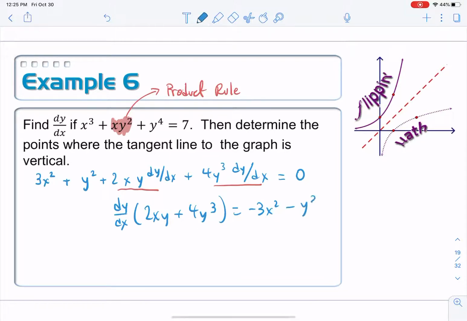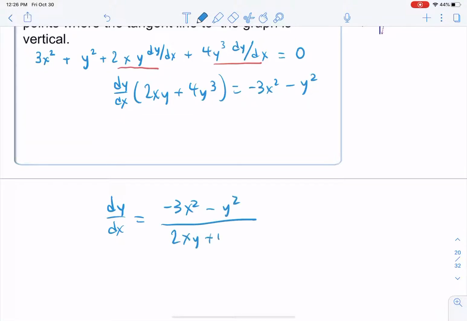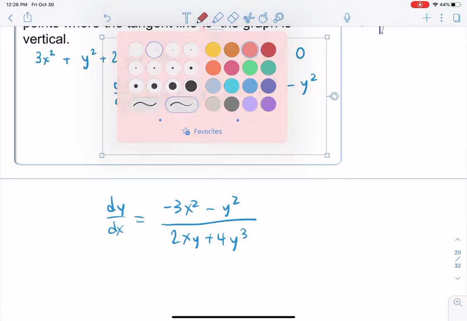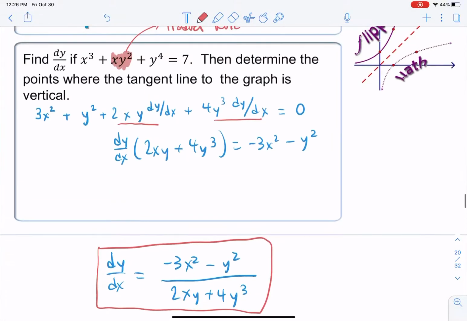minus y squared. Now the only thing left to do is to divide this over to the other side of the equation. dy dx is equal to negative 3x squared minus y squared all over 2xy plus 4y to the third. And we have successfully found the derivative. But we're not done. Why are we not done? Oh my gosh, because we have to find vertical tangent lines.